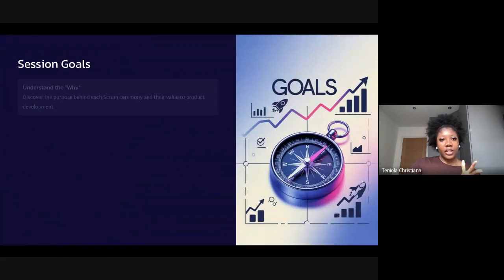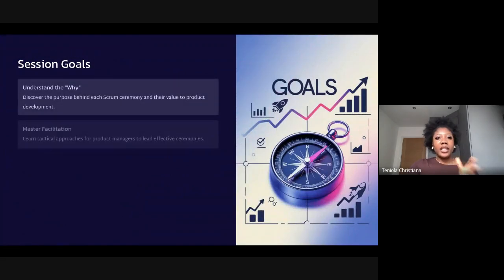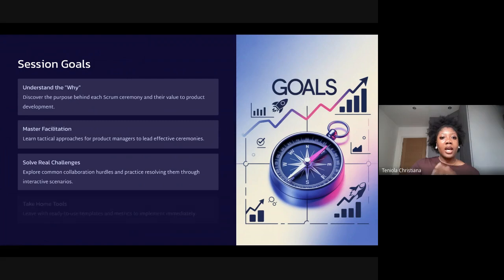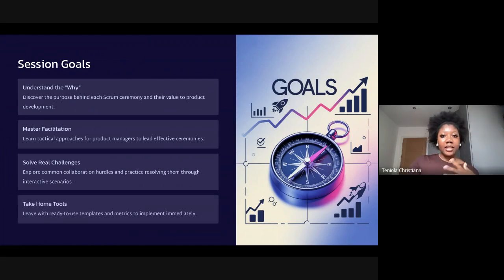So the goals of this session are to understand the why behind each Scrum ceremony, understand how you facilitate as a product manager to lead these ceremonies effectively, solve challenges when they arise, because they always do, and pick up any tools, templates and things like that that you can take home to help you perform well when you are running different ceremonies.